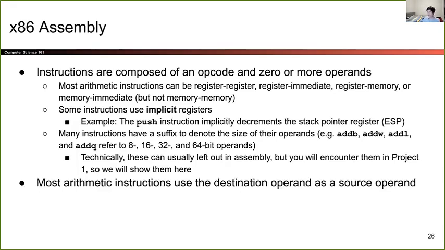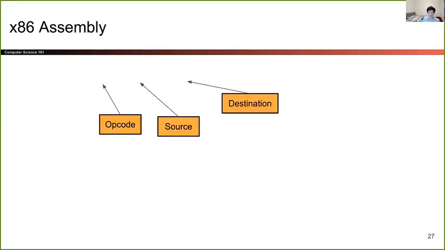Also, most arithmetic instructions are going to use the destination operand as a source operand. So in RISC-V, we had an explicit destination, an explicit source 1, and an explicit source 2. But in x86, we only have 2 operands, and the last operand is also the destination. So the last operand gets clobbered as both the source and the destination. I'll go over this in more detail on this example slide.